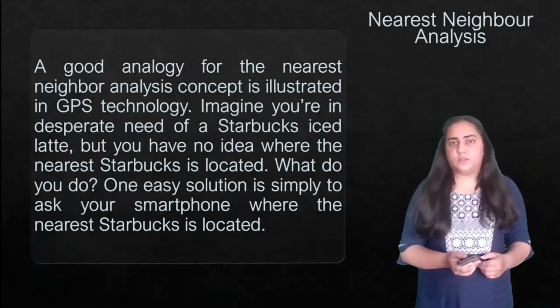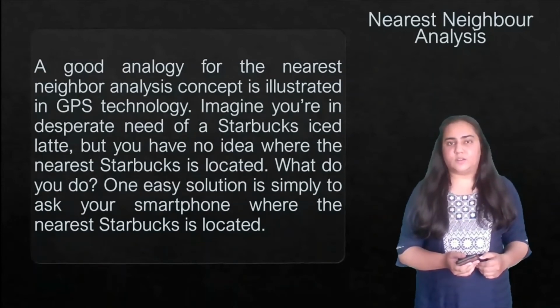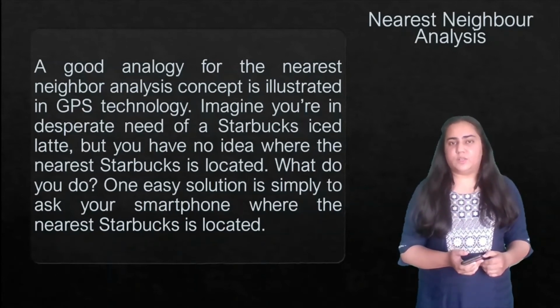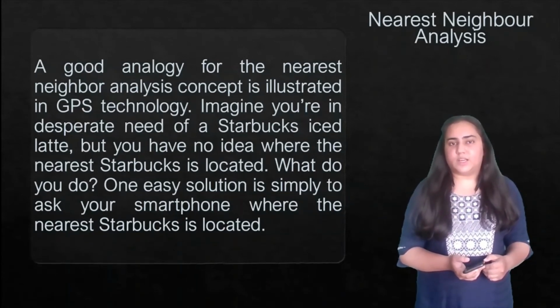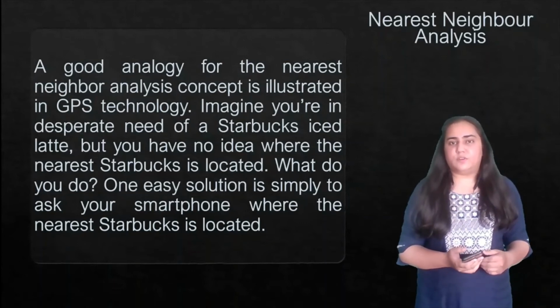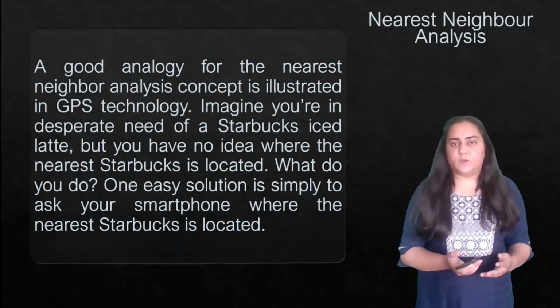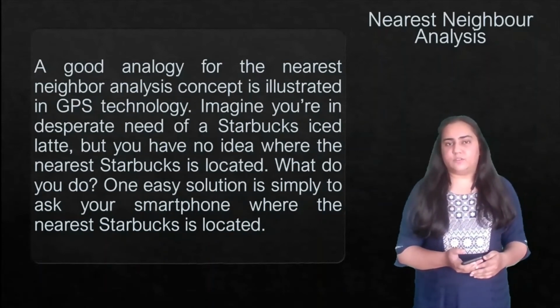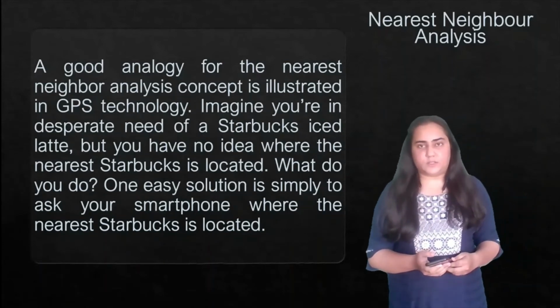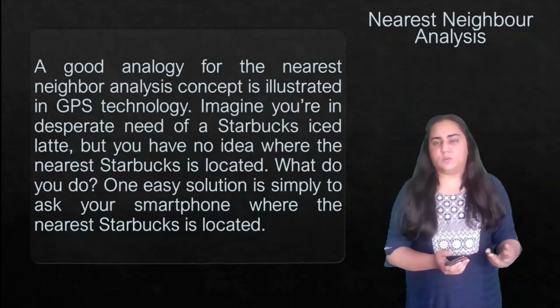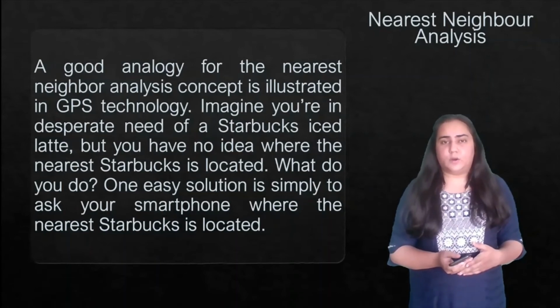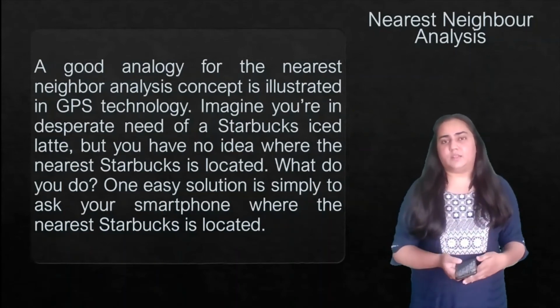A good analogy for the nearest neighbor analysis concept is illustrated in GPS technology. Imagine that you are in desperate need of a Starbucks iced latte, but you have no idea where the nearest Starbucks is located. So what do you do? One easy solution is to simply ask your smartphone. You just type in Starbucks near me, and it would give you a location.